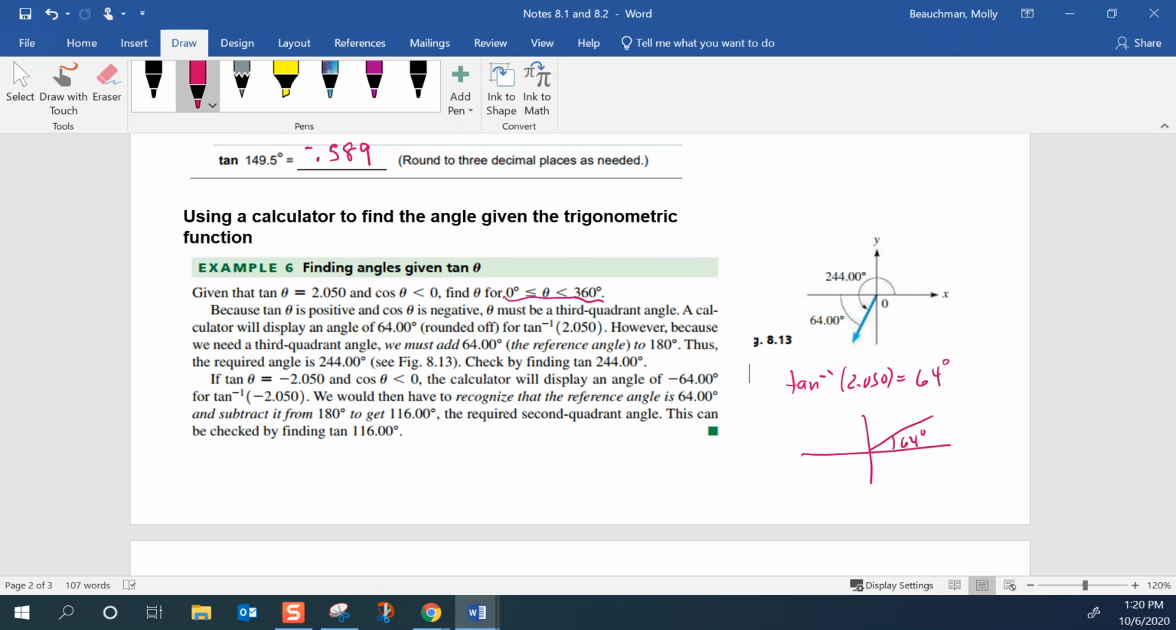We also need a third quadrant angle. So there's another angle down here that has the same reference angle of 64 degrees. I'm only looking in the first and third quadrant because the tangent is positive in the first and third quadrant. So this angle, 64, also has the same tangent, 2.050. So to figure out what that angle is, it's 180 degrees plus another 64. So this picture shows that it's also at 244 degrees.